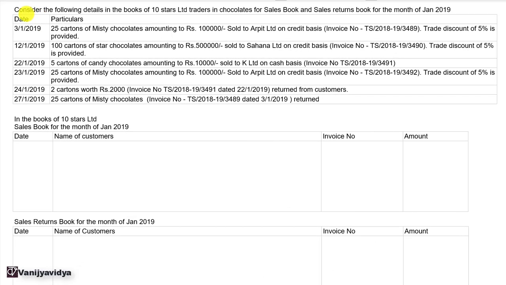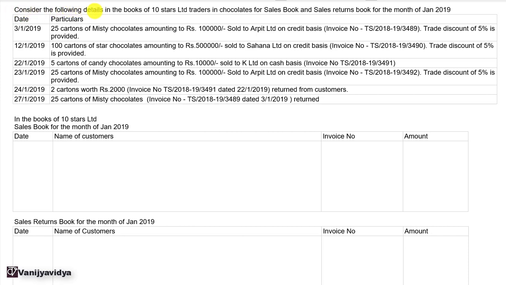Hello everyone. In this session, we will see one example on sales day book and sales return journal. So let's begin. Now here we'll be seeing an example wherein we will be preparing a sales day book and a sales return book for the month of Jan.